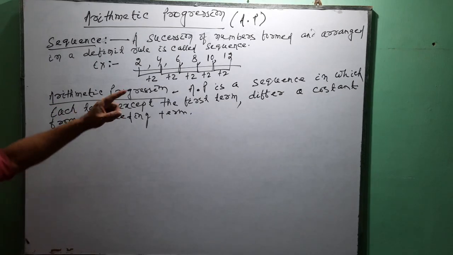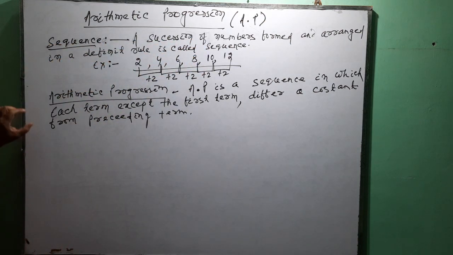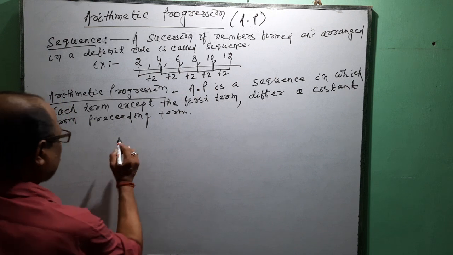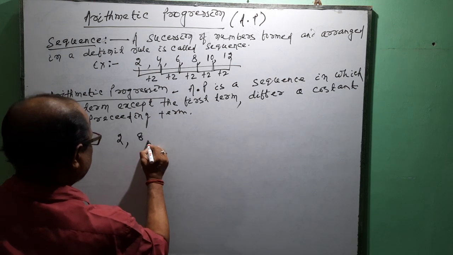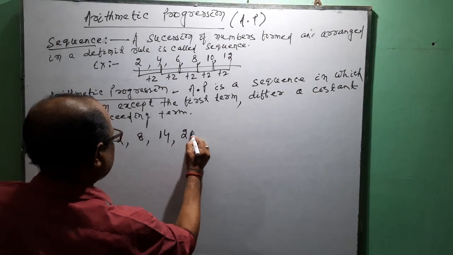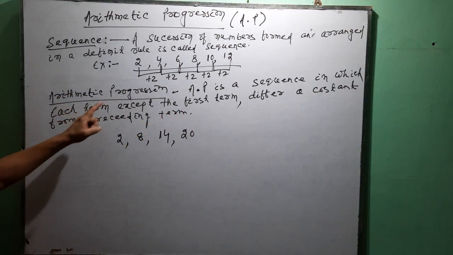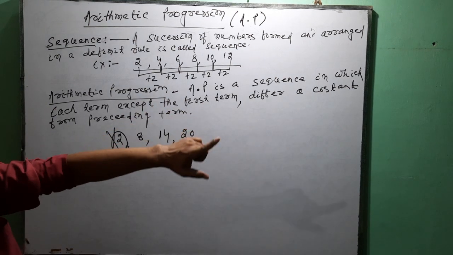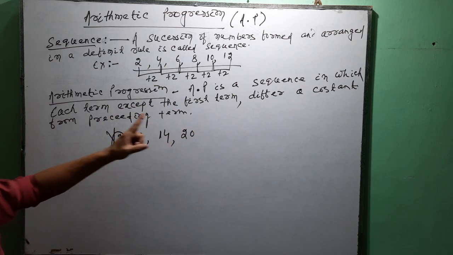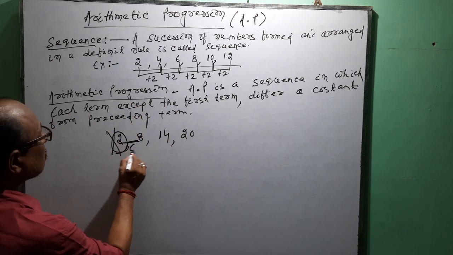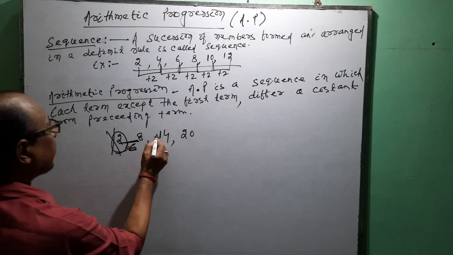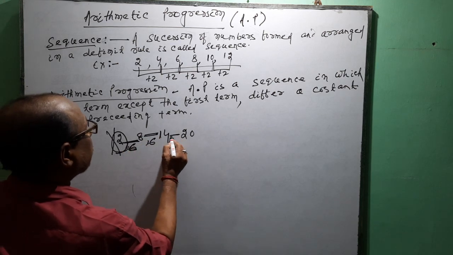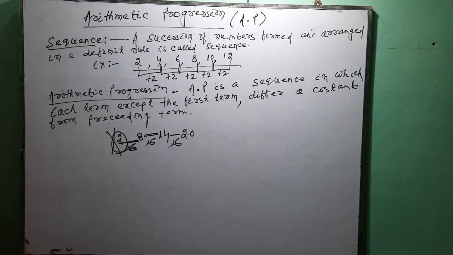This means an AP is a sequence in which each term except the first term, suppose 2, 8, 14, 20, differs by a constant from the preceding term. 8 to 14, difference is 6. 14 minus 8, difference is 6. 20 minus 14, difference is 6. So they differ by a constant. So this is an AP.